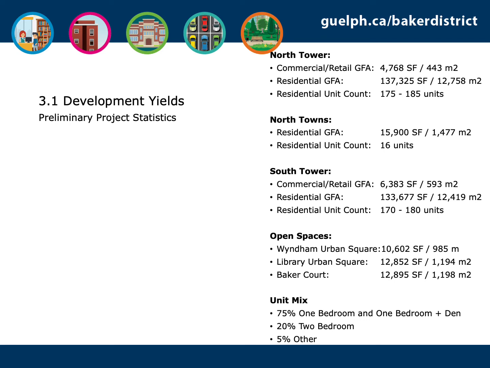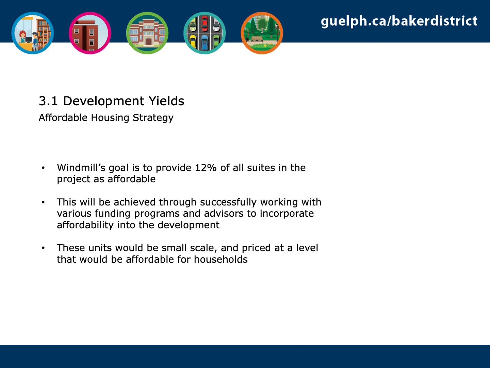Preliminary project statistics for the private developments within the Baker District, along with the scale of the open spaces provided, are included in the UDMP and include an estimate of residential units as well as non-residential floor areas within the North and South Towers. Windmill's goal is to provide 12% of all suites in the project as affordable. The actual final affordable component will be a function of successfully working with various funding programs and advisors to incorporate the affordability component into the development. This would include working with city programs and other housing providers.